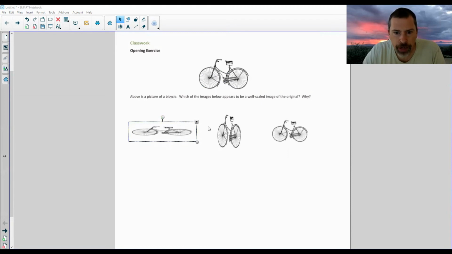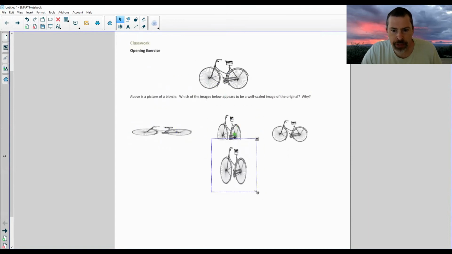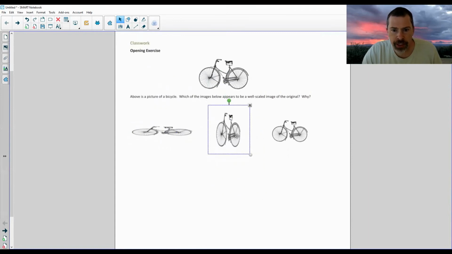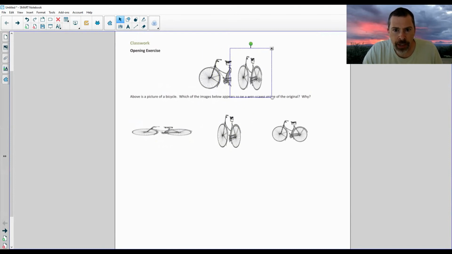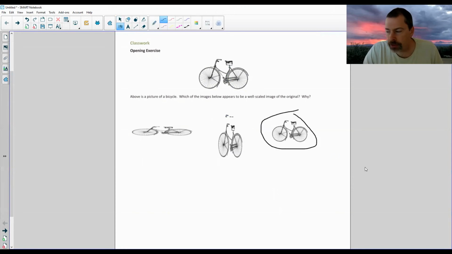New, and now I'll copy this one. Copy that. Paste that, bring it back down, bring it to the size it originally was. That's about right. Bring this up, and as you can see, it's a little taller and it's a lot shorter, so that dimension changed. So this one here appears to be approximately scaled the same length and the same height. So my answer is definitely going to be this bicycle here.